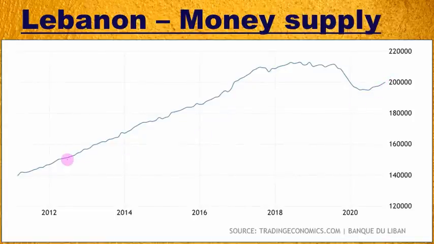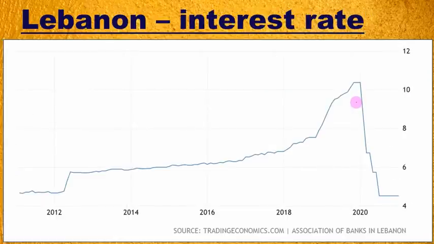You can see that up until 2019, the money supply was persistently rising. But isn't it strange? After that, money supply actually dropped. That's not what we'd expect. In terms of interest rates, well, in 2020, you can see here, the interest rate plummeted down here. So it went from 10% down to just over 4%. Isn't that the opposite of what you'd expect?